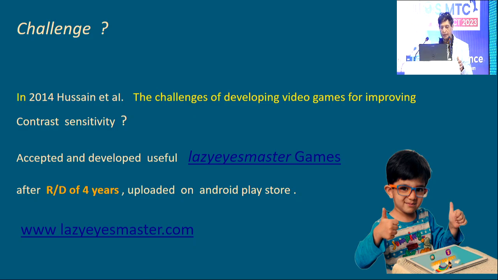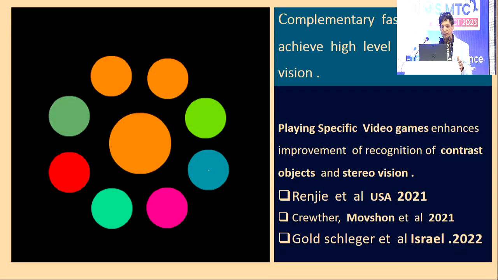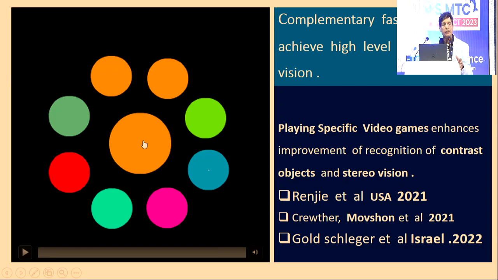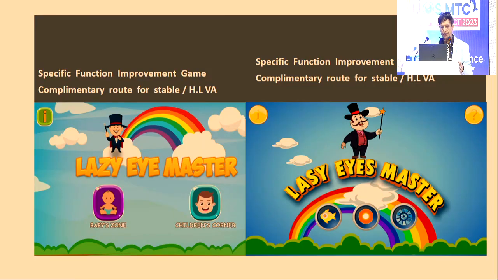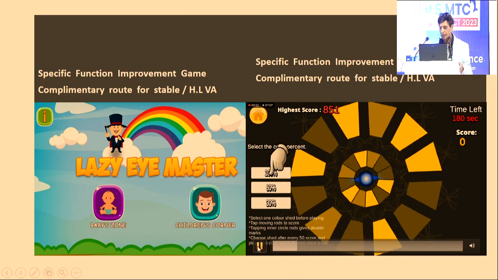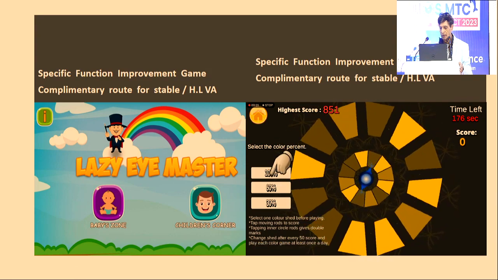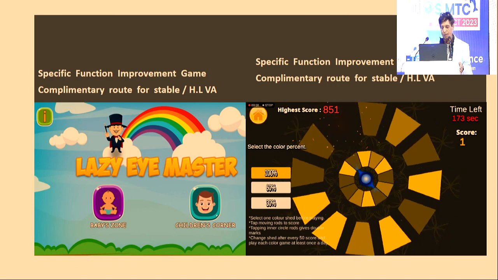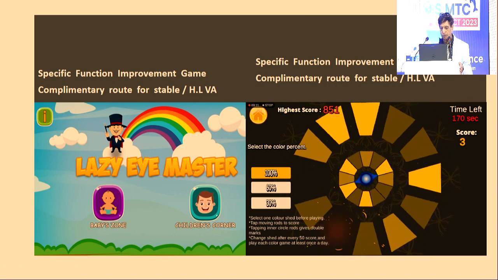And we have accepted that challenge and developed certain games for improving contrast sensitivity. We have uploaded them as Lazy Eye Master Games on the Android Play Store. The basis of this game is that we have to treat the multiple other visual function deficits also, especially contrast sensitivity. The game is like this: there are different colors with percentages of the same color. You have to tap that particular color and score marks.